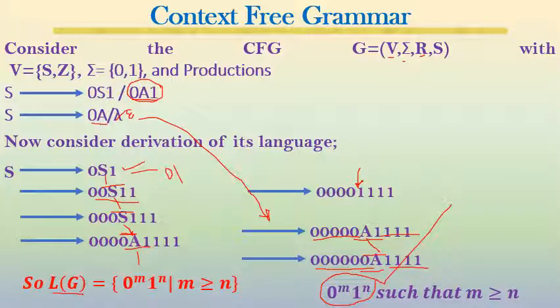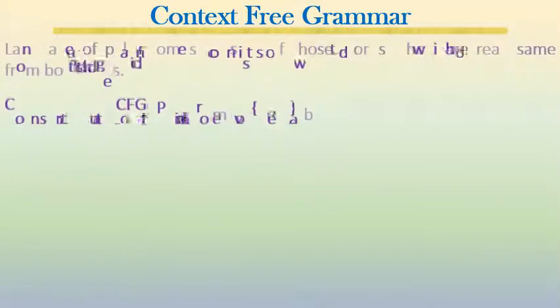We can write this whole discussion formally as the language of the grammar G, which is being discussed here. The language of this grammar is equal to 0 power m 1 power n, where m is greater than or equal to n, because the number of zeros can be more than the number of ones, or can be equal to the number of ones.